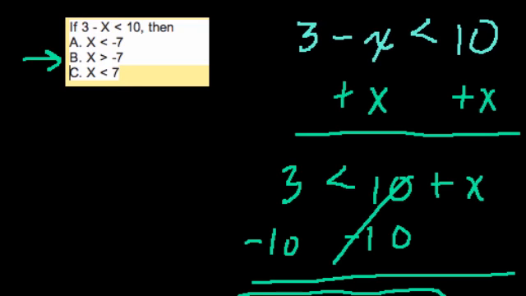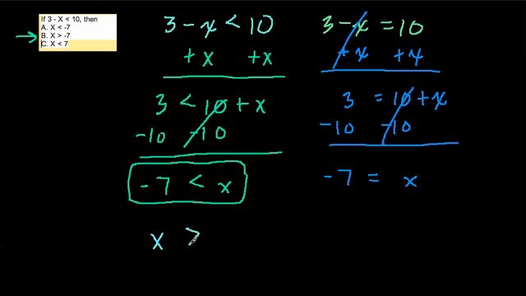Notice they wrote it in a different order, right? They wrote x is larger than negative 7, but these two, of course, are equivalent. The only time you can't treat an inequality exactly like you do an equality in terms of balancing equations is when you have to multiply or divide by a negative value.